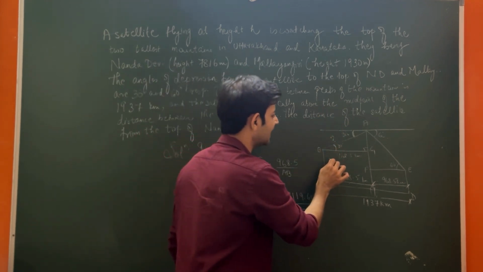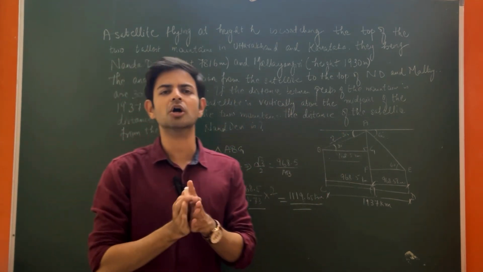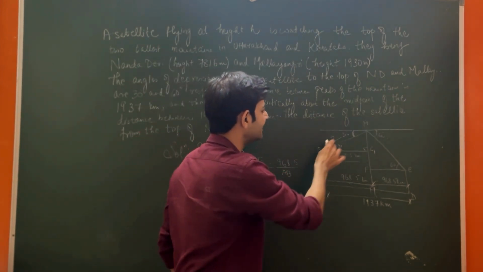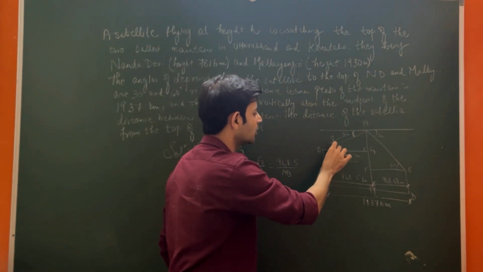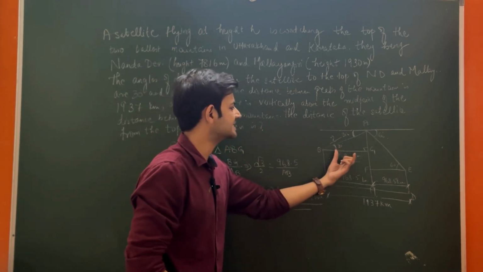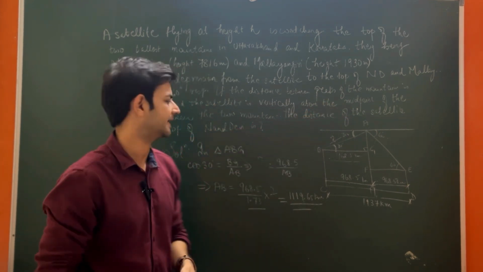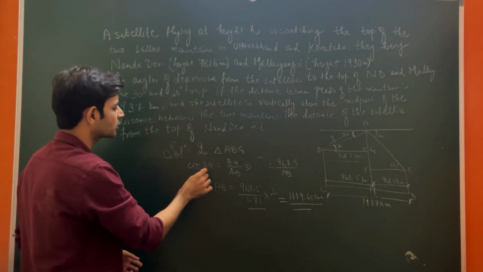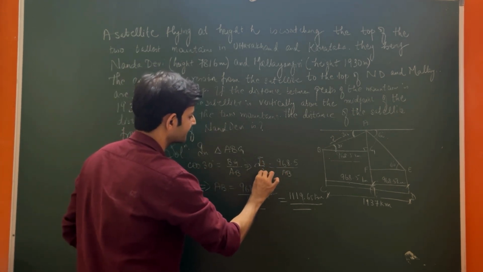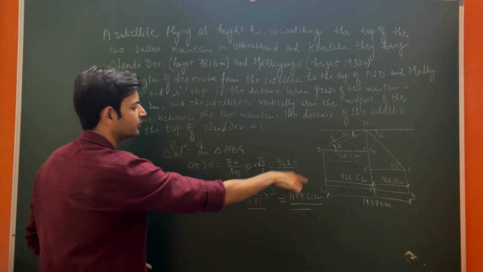We are given the adjacent, we are supposed to find the hypotenuse, so we'll go for the cos theta ratio here. So in triangle ABG, cos 30 will be equal to BG, that is 968.5 upon AB, what we are supposed to find. So we have just taken it here. Cos 30 is equal to root 3 by 2 is equal to 968.5 upon AB. We just put the value.